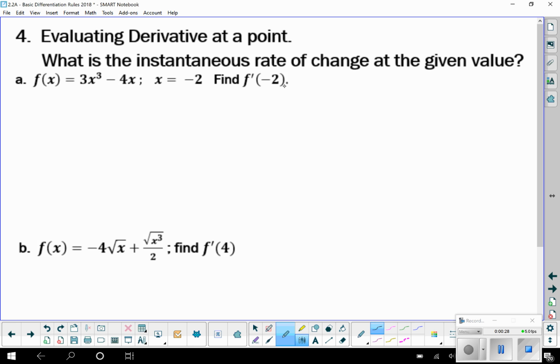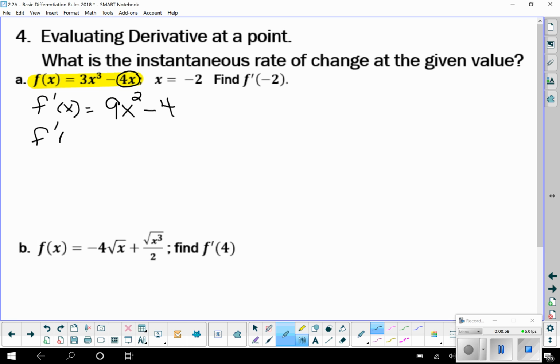And I'm given over here my original equation. So now let's try to see if we can take the derivative. Using the power rule, I get f prime of x is equal to, power comes down, and I'd have 3 times 3 is 9, x squared. The next thing would be minus, the derivative of 4x would be simply 4. So I have my derivative written.